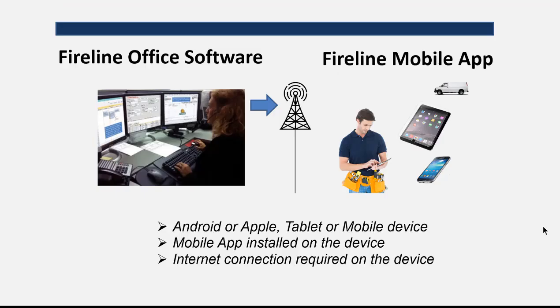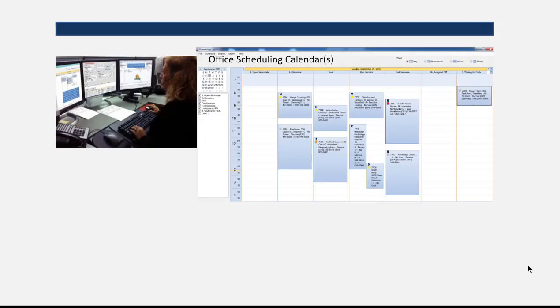The Fireline mobile apps for your service technicians are installed by Fireline on either an Android or an Apple mobile phone or tablet device. An internet connection is required on the device, provided by the device's cellular connection or a Wi-Fi connection. Let's take a quick look at a simple example of how your technicians will receive new work orders from the office Fireline calendar to his or her mobile device in the field.